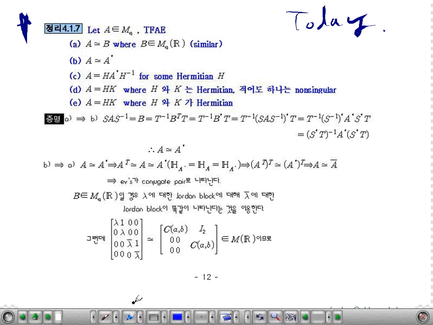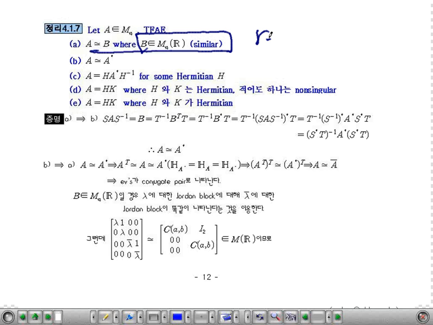Okay, Theorem 4.1.7. The following are equivalent. A is similar to a real matrix if and only if A is similar to its conjugate transpose.